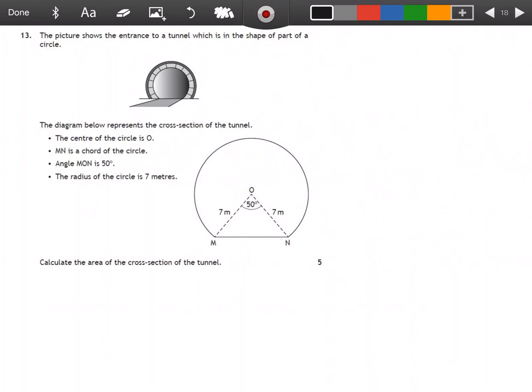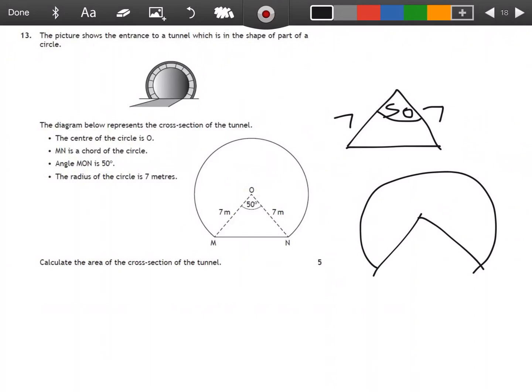There's 2 steps to this. We need to find the area of the triangle. Angle is 50, 2 sides are 7. We need to find the area of that, and we need to find the area of that bit as well, which is an arc, area of the arc. Okay, or area of the sector even, rather than the arc. So there's 2 parts to this. We need to find the area of the triangle and the area of that sector, and then we'll add them both together. Okay? Right, I'm just going to take it over to this side.